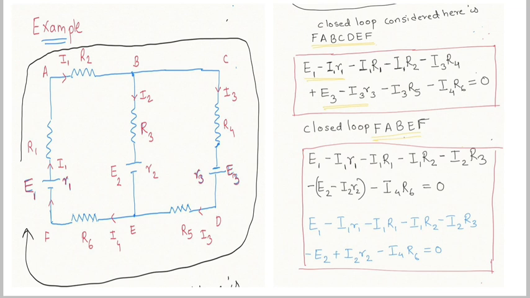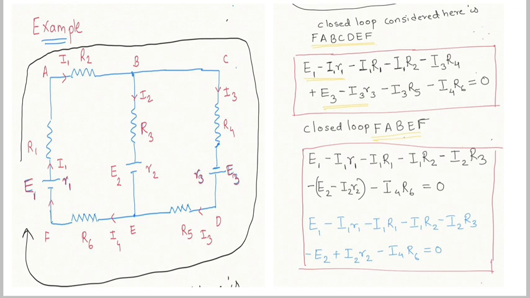I am considering a closed loop. Considered here is F, A, B, C, D, E, F. Now look very closely: I have started with the letter F and ended with the same letter F. This is how we represent a closed loop. I hope this is clear. Now the direction of current flow is again represented by a black arrow. This you have to do by yourself.